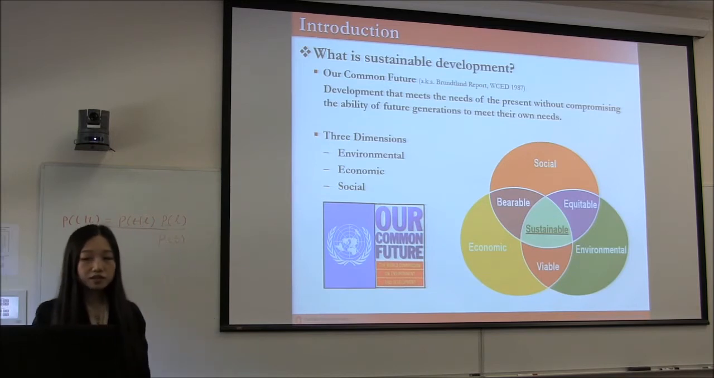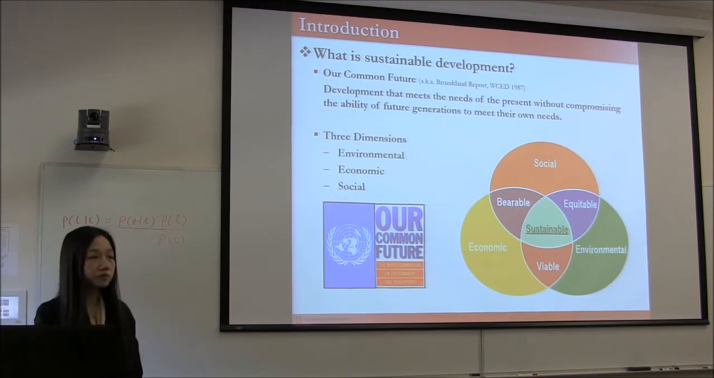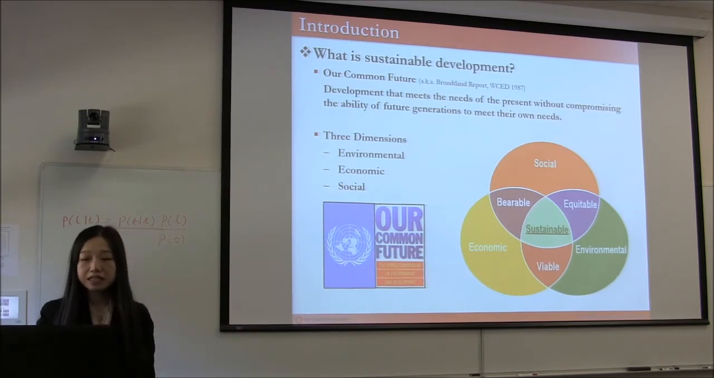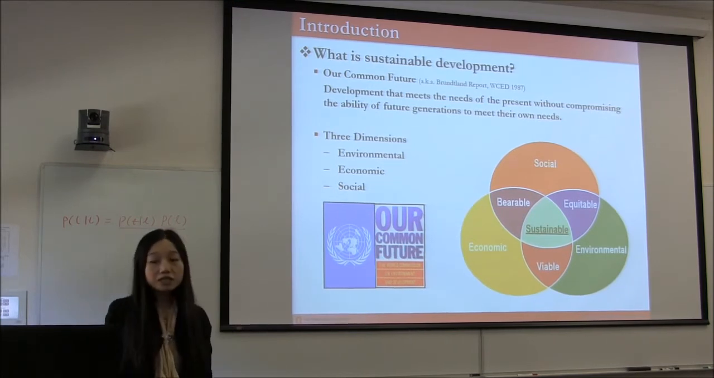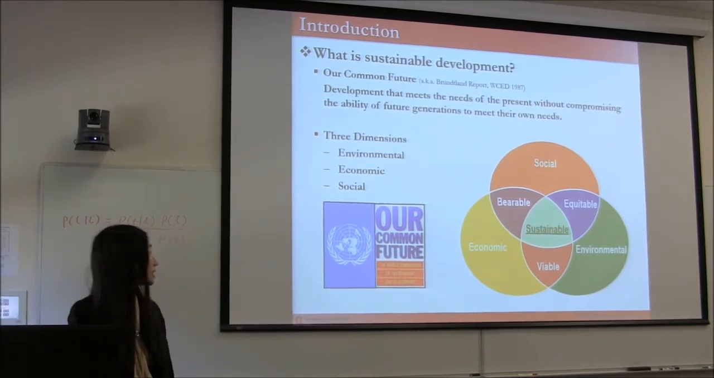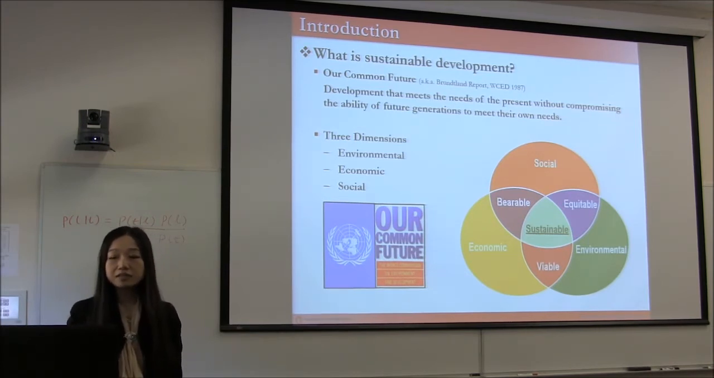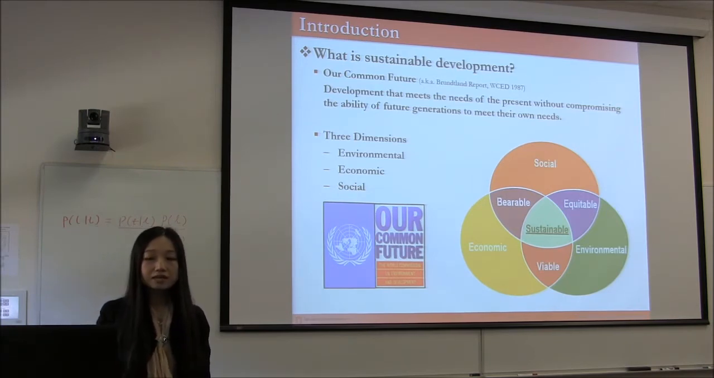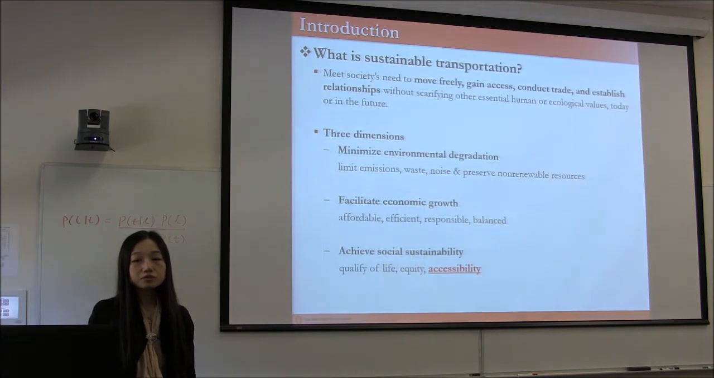The United Nations World Commission on Environment and Development 1987 report, Our Common Future, also known as the Brundtland Report, defined sustainability as the development that meets the needs of the present without compromising the ability of future generations to meet their own needs. There are three basic dimensions that constitute sustainability. We have environmental sustainability, we need to have economic growth and progress, and we need to have social equity as well. So what is sustainable transportation then?